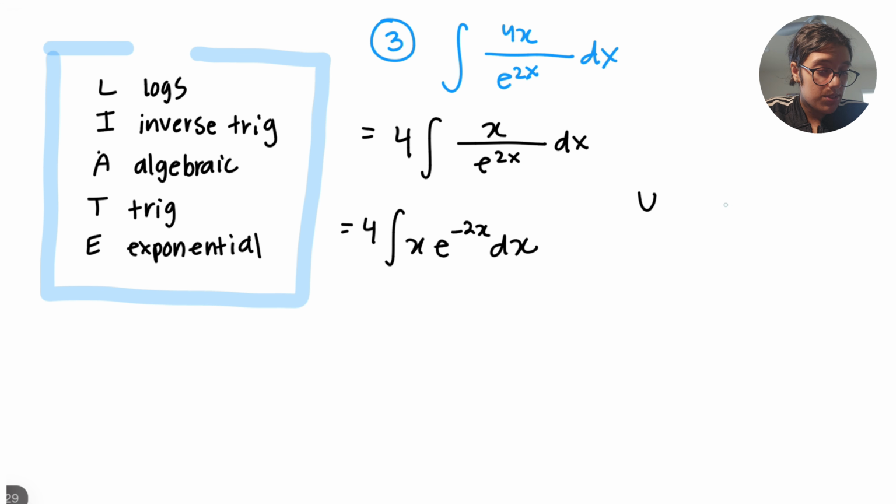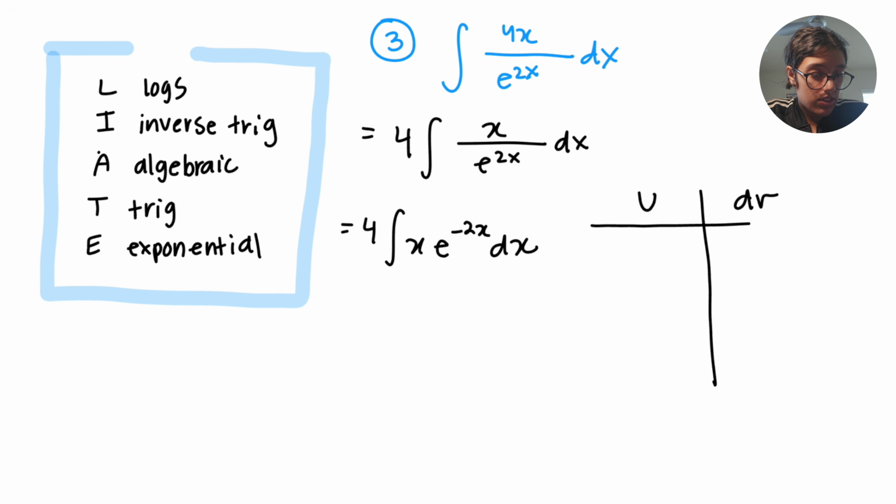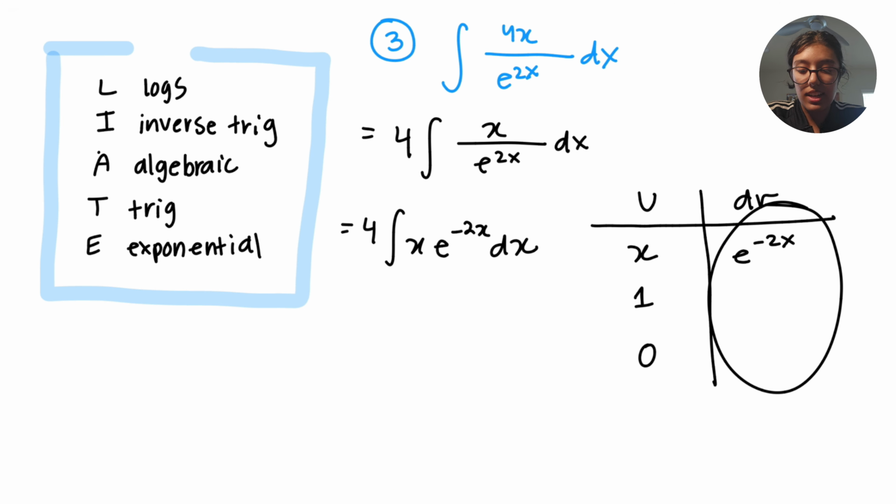So let's draw the table. So u and dv. U is the one we are differentiating. dv is the one that we are integrating. So u is going to be our algebraic piece, so x, and then dv is going to be the other piece, so e to the power negative 2x. From here, let's differentiate the left side. So we're left with 1 and then 0. Then let's integrate the right side.